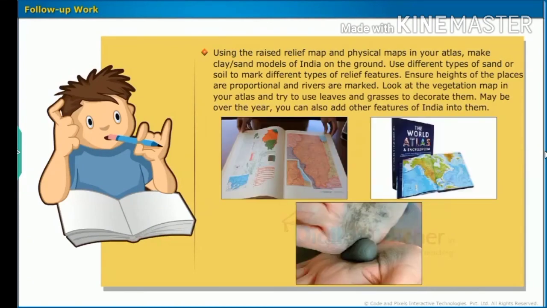Using the raised relief map and physical maps in your atlas, make clay or sand models of India on the ground. Use different types of sand or soil to mark different types of relief features. Ensure heights of the places are proportional and rivers are marked. Look at the vegetation map in your atlas and try to use leaves and grasses to decorate them. Maybe over the year, you can also add other features of India into them.